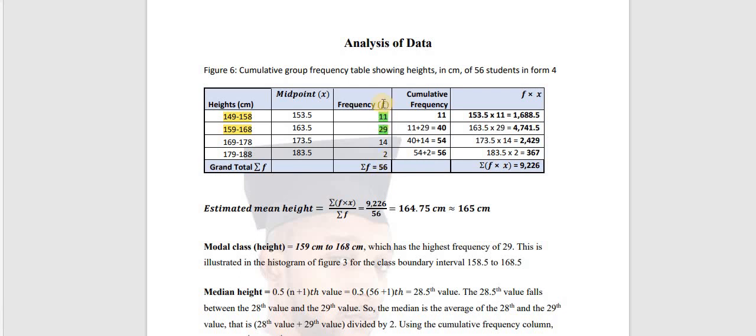And we're saying each of these 11 students has a height of 153.5, but we know 153.5 represents that whole range. We said that already. So 9,226 divided by 56 will give us the mean. So each student, we're saying, has an estimated height of 165 centimeters on average. That's their height on average.